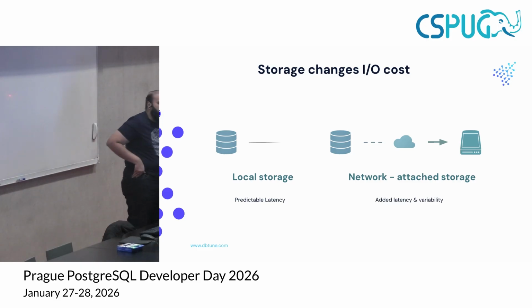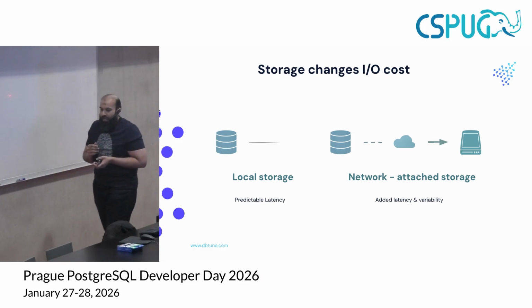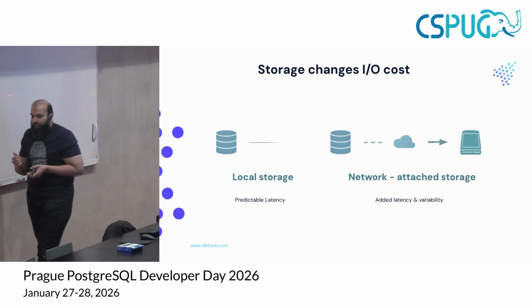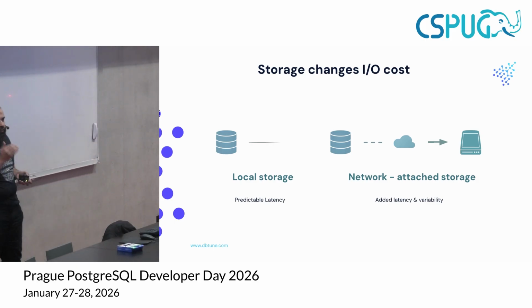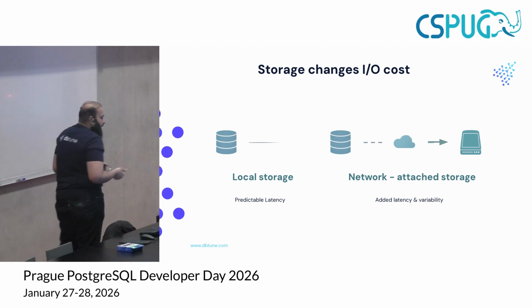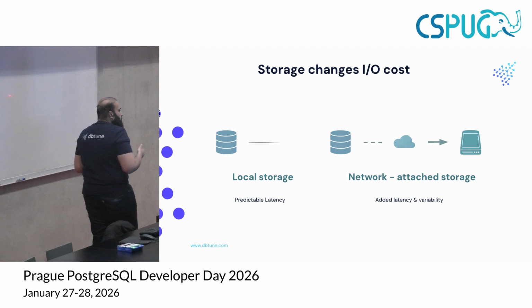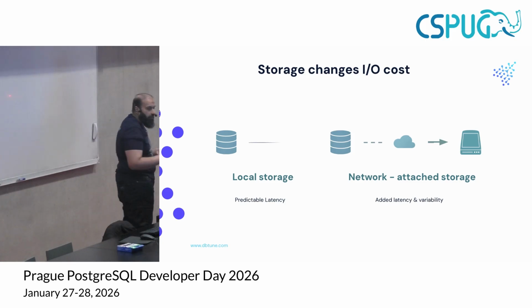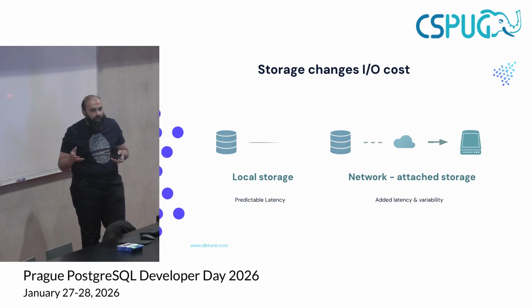Most of the tuning guides, and I'm going to give an example of PGTune, it's a very good starting point. I believe everybody knows about PGTune. If you go on PGTune, they ask what kind of workload you have, what kind of disk you have. If you write SSD, they will give you certain configurations, right? The assumption is that you have local storage with predictable latency, but now things are different.